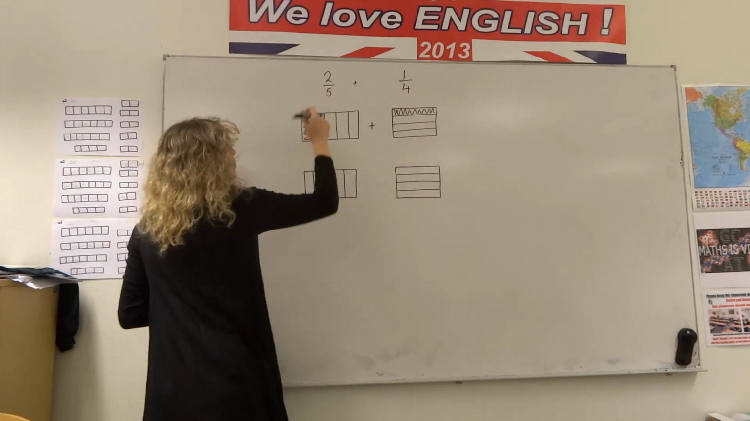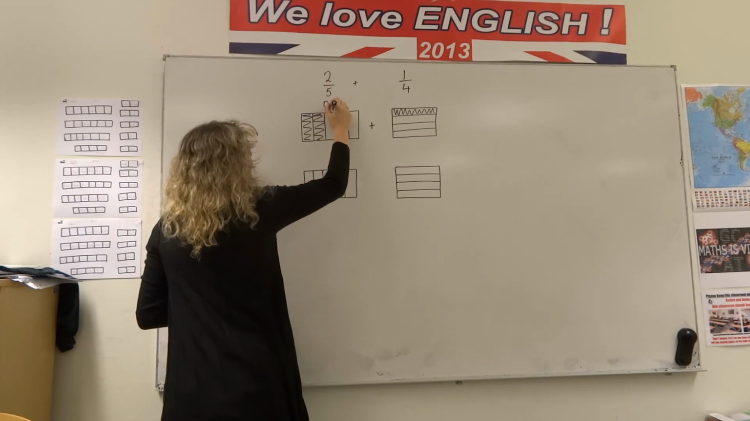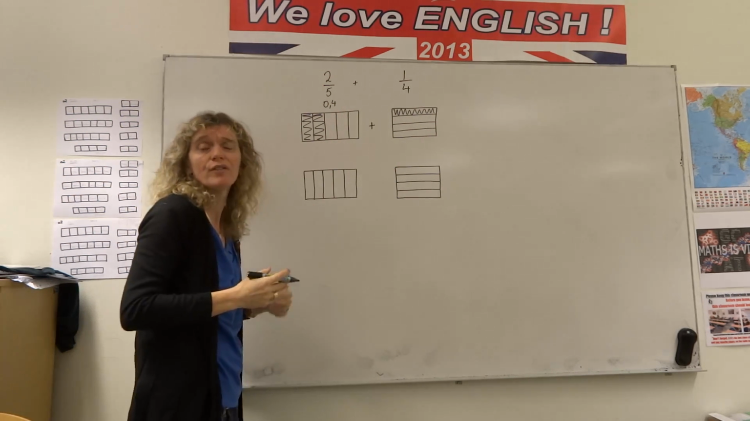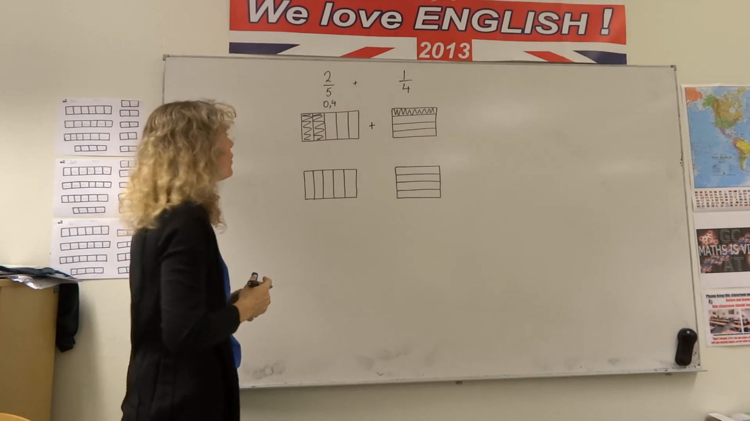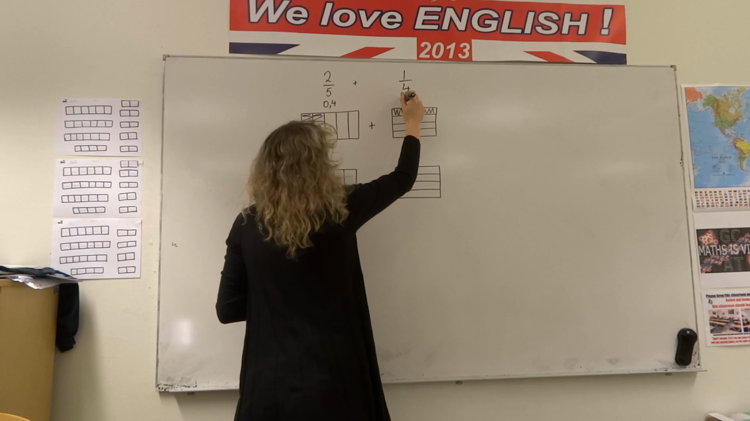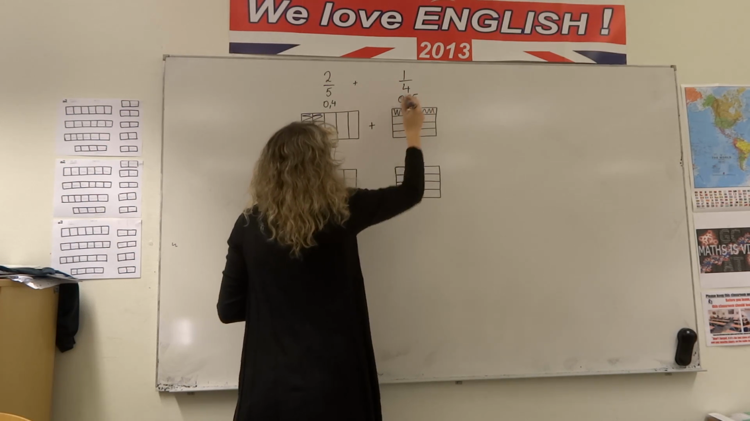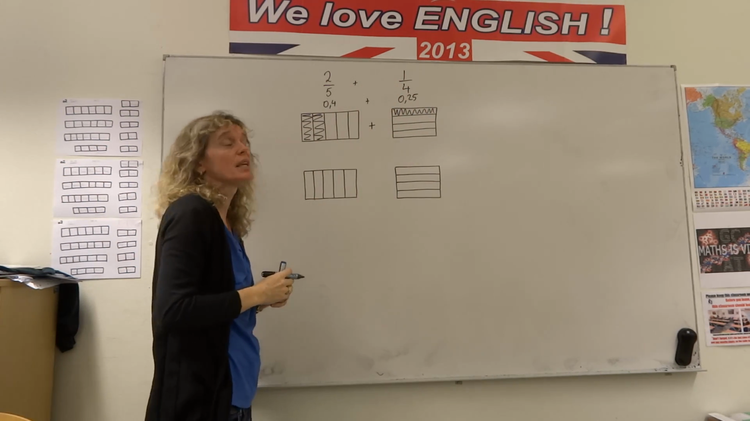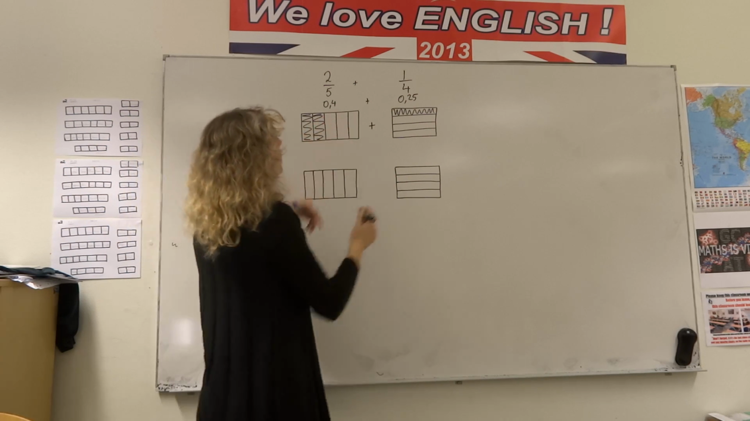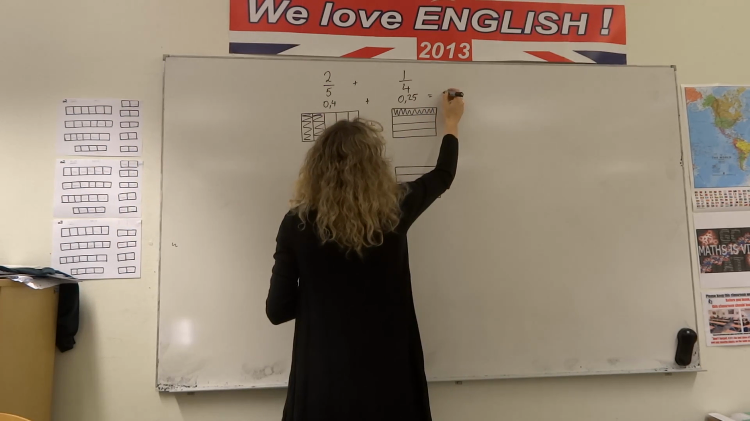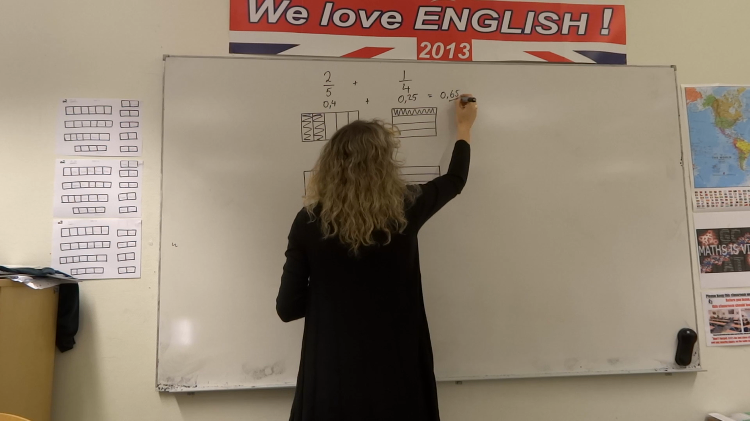Because 2/5 is really easy to work out. That's the same as 0.4. 1/5 is 0.2, so 2/5 is 0.4. Plus 1/4 we know is 0.25. So if we were to keep this in decimal form, we'd see quite easily that the answer would be 0.65.